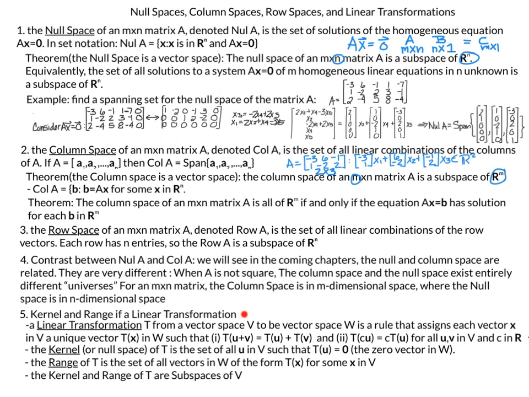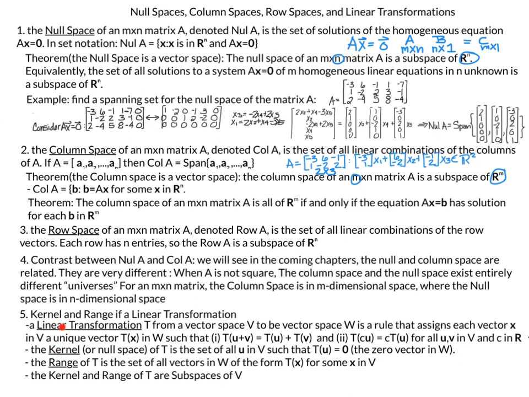The last thing we talked about were linear transformations. Because linear transformations can be represented by matrices, we have an analogy of the null space. First, let's define the linear transformation. If you have a transformation T from a vector space V to W, where the transformation is essentially a rule that assigns every vector x in V a unique vector T(x) in W, it's linear if T of u plus v is equal to T of u plus T of v, and T of a scalar c times u is equal to the scalar c times T of u.